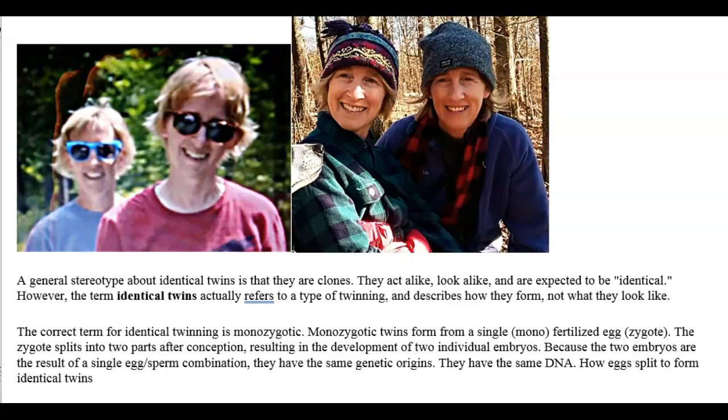The zygote splits into two parts after conception, resulting in the development of two individual embryos. Because the two embryos are the result of a single egg-sperm combination, they have the same genetic origins. They have the same DNA, and they are the same age. Identical twins are the same age, based on conception. They have the same name, but they don't look the same. They don't act the same necessarily.